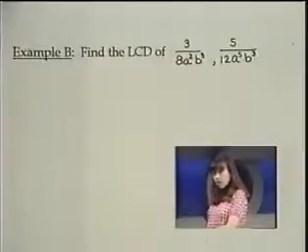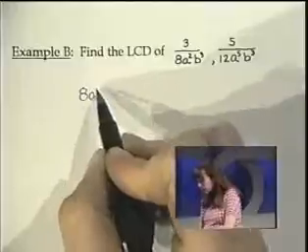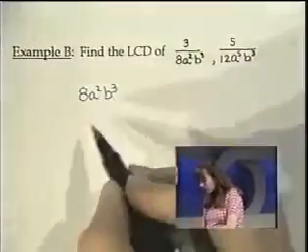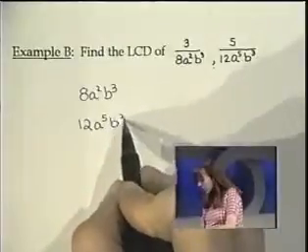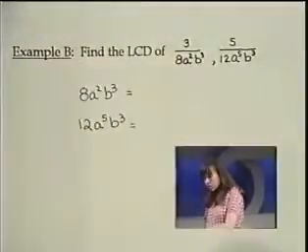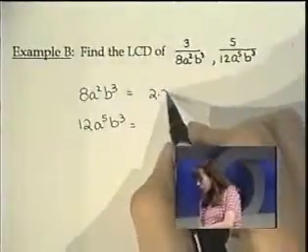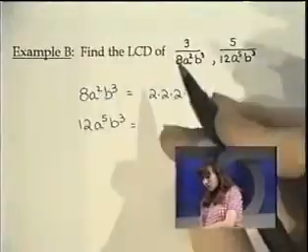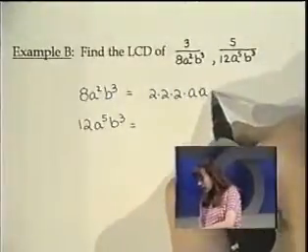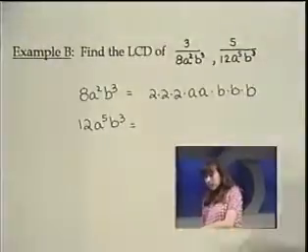So what I want to do now is take each denominator and put it into prime factors. 8a squared b cubed, 12a to the 5th b cubed. We're going to put them into prime factors. 8 is 2 times 2 times 2. A squared is a times a. And b cubed is b times b times b.